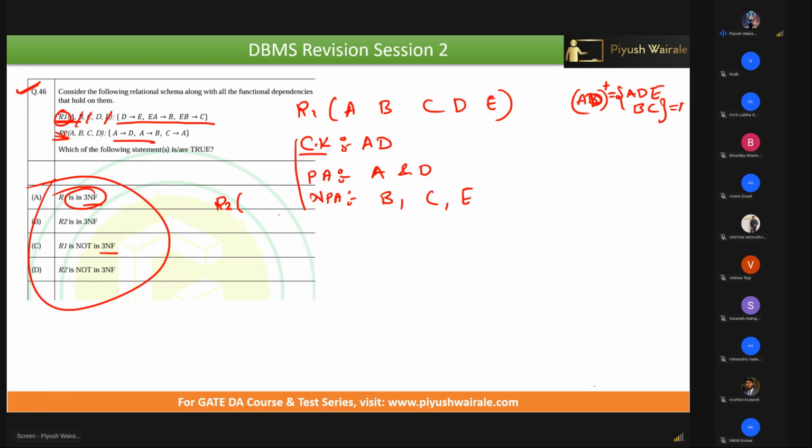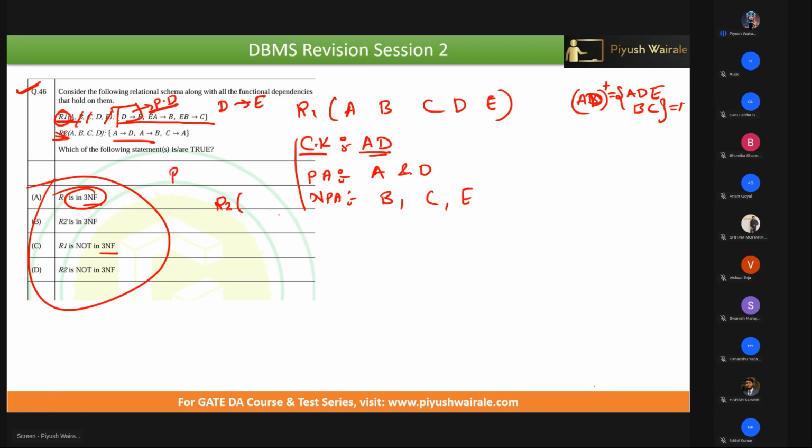AD is basically my candidate key here. Condition for 3NF, it should be in 2NF first, and then there should be no transitive dependency, right? So it's not in 2NF, right, sir? Why does it go to not in 2NF? Yeah, you can look at this FD here. D determines E, right? So a proper subset of candidate key determining E here, right? So partial dependency, right? So it is basically not in 2NF.